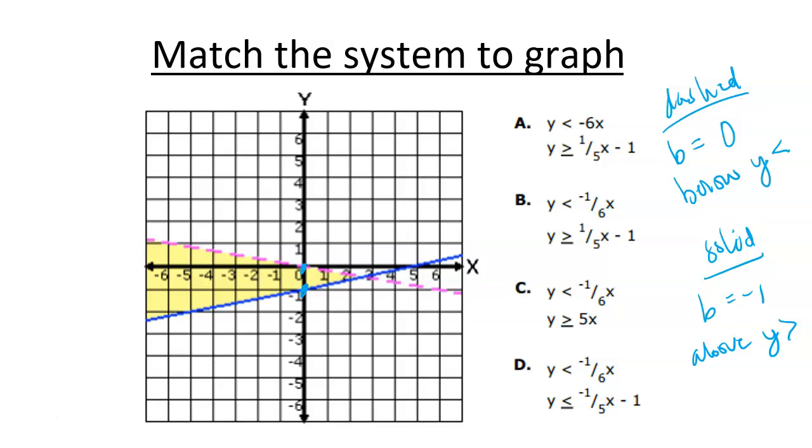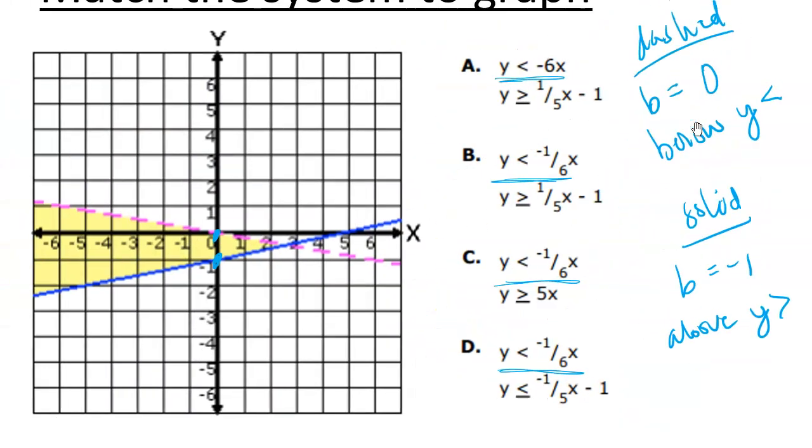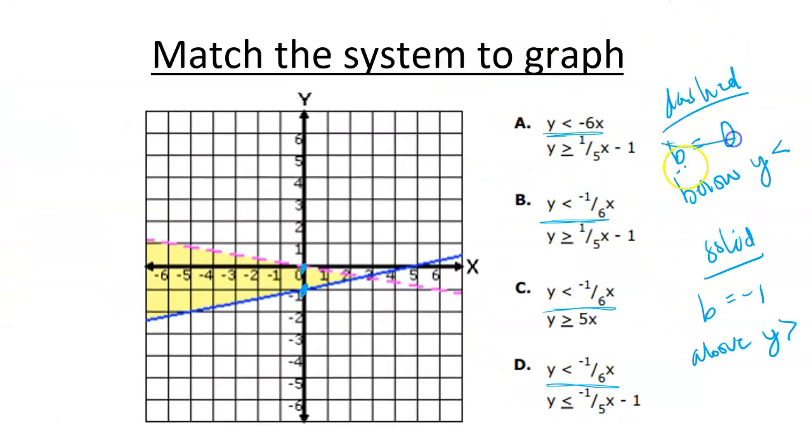So let's see if we can get rid of some of these. For the dashed line, we have no y-intercept, and that matches up with all four answer choices, so that didn't help me so far. We also know it has to be y is less than, and that matches all of them too. That didn't help me out either. So let's look at something else.